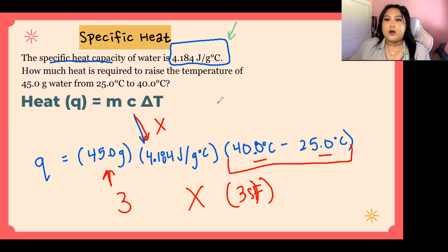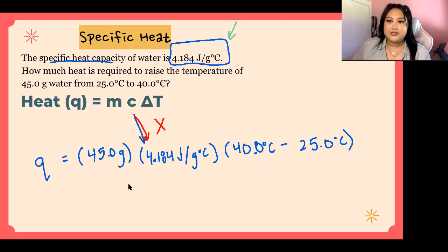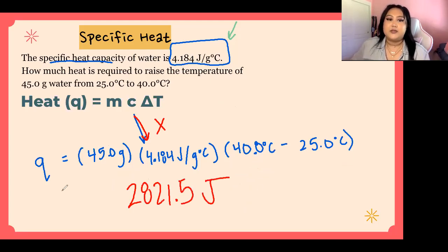So if our answer was 2821.5 joules, and we needed to make it into 3 sig figs, what would this be? Yeah, 2820. So we figure out how many spots we need. We need 3.